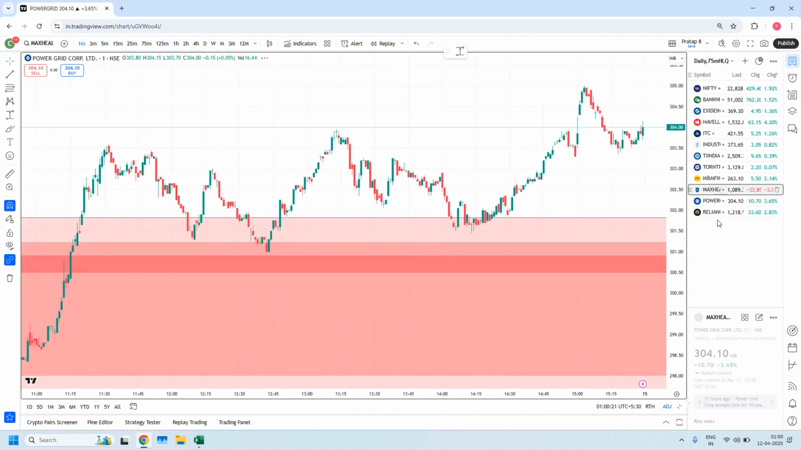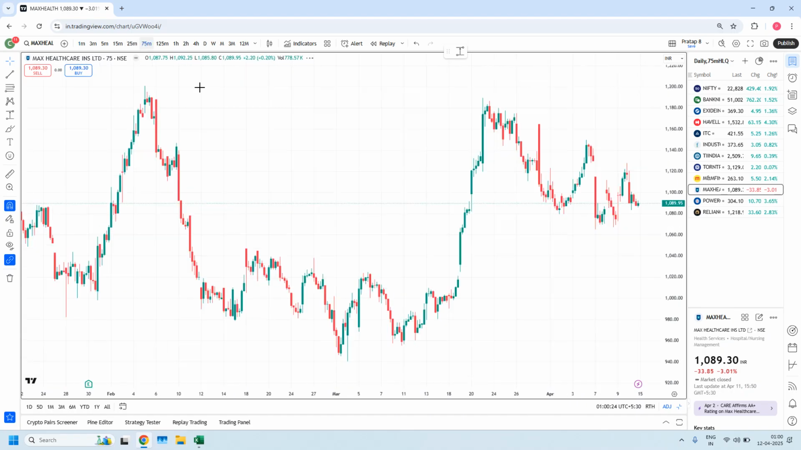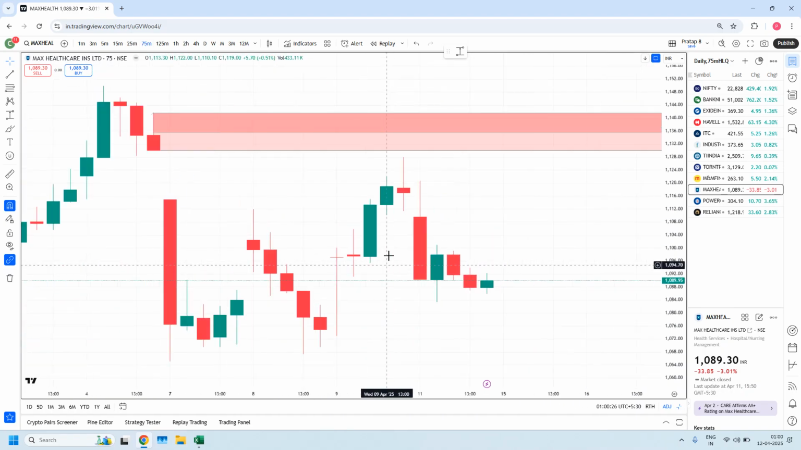Let's look into Max Health. Max Health is a 75 minute high liquidity supply zone. Price did not enter. This is a drop base drop. I did not fine tune up to the 5 minute time frame. I fine tuned only to 15 minutes. Why is the 5 minute structure not good?